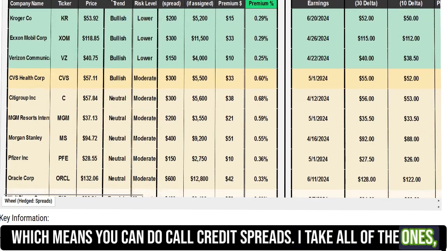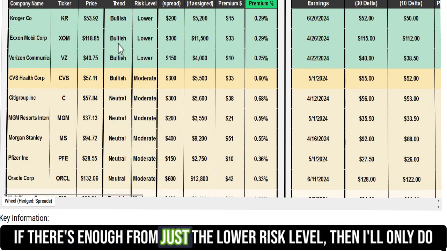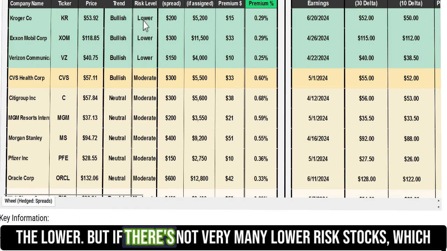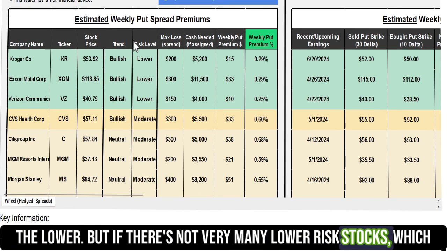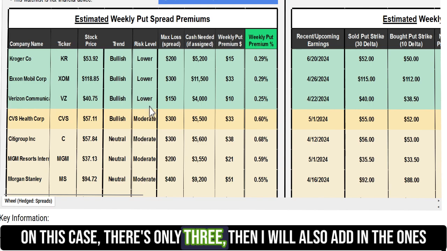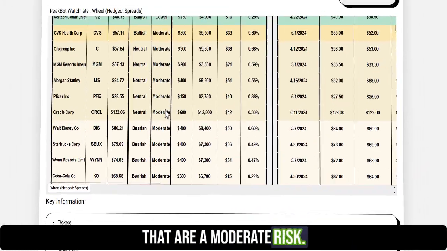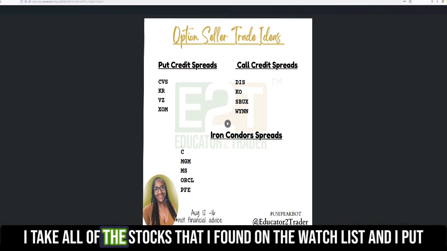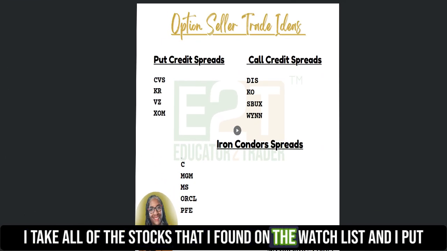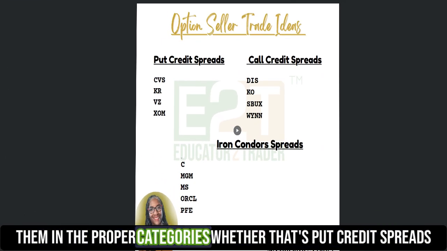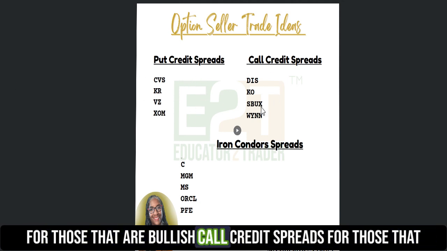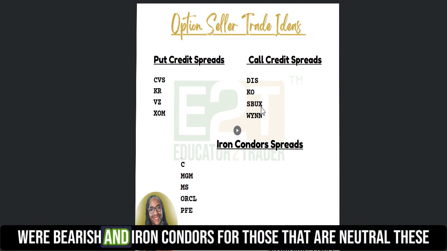I take all of the ones from just the lower risk level, if there's enough, then I'll only do the lower. But if there's not very many lower risk stocks, which in this case there's only 3, then I will also add in the ones that are of moderate risk. I take all of the stocks that I found on the watch list and I put them in the proper categories: put credit spreads for those that are bullish, call credit spreads for those that were bearish, and iron condors for those that are neutral.